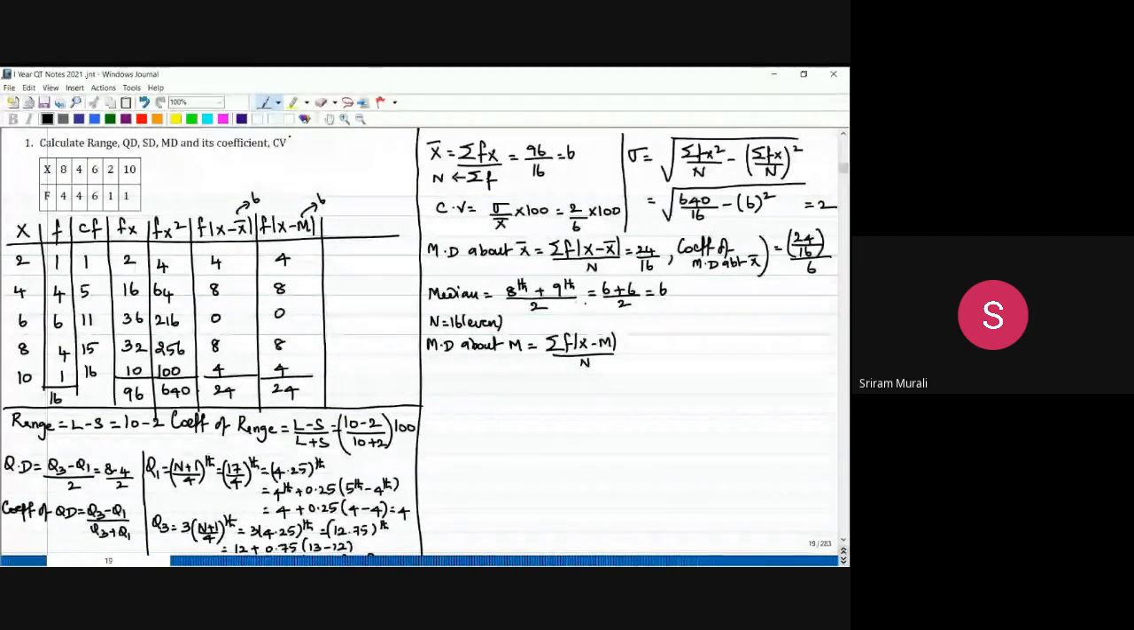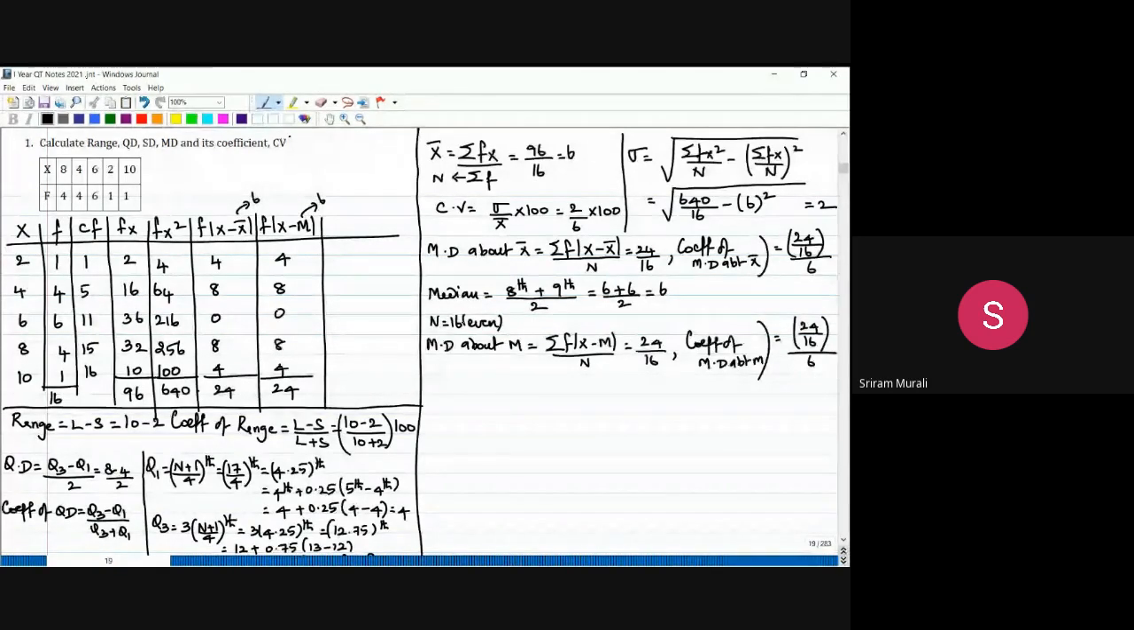So coefficient of MD about mean is equal to 24 by again 16. Coefficient of MD about median is 24 by 16 divided by median, which is 6. Because already I stated the formula.